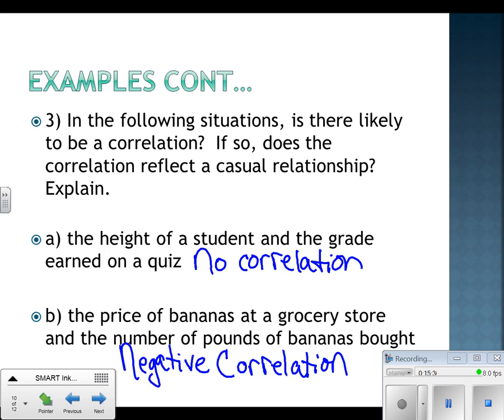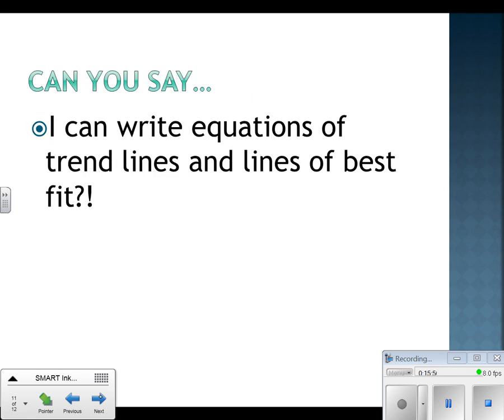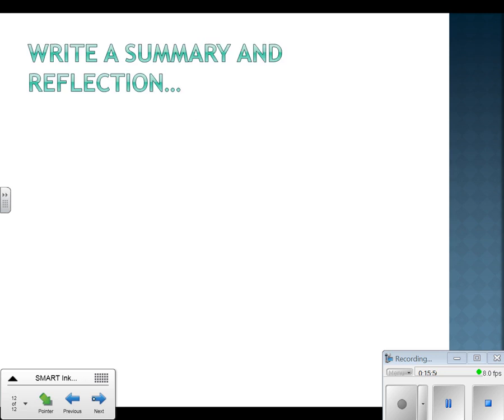Once again, in the work, whenever it tells you to use a graphing calculator or any kind of correlation coefficient, ignore those. We're going to estimate like we did on that deer problem. Can you say I can write equations of trend lines and lines of best fit? Be prepared with any questions for the work time in class.